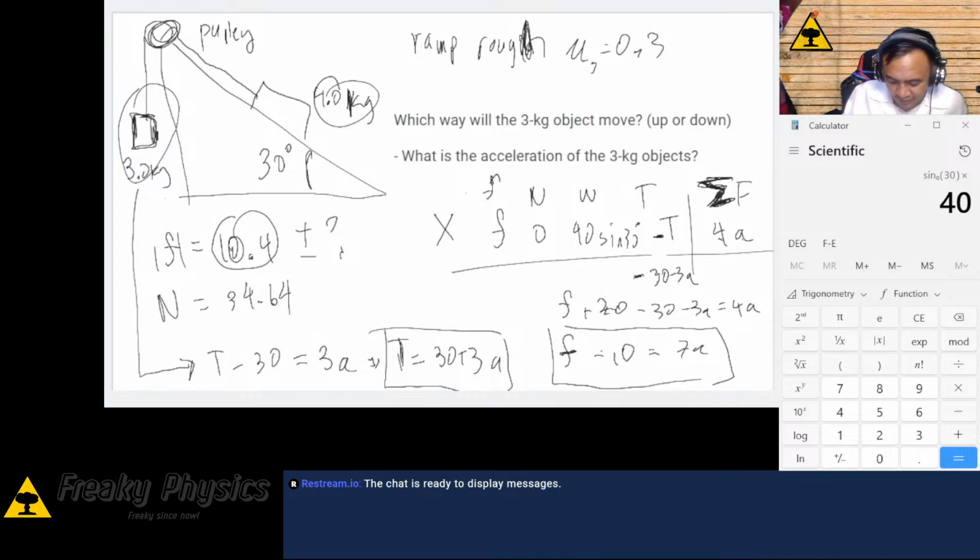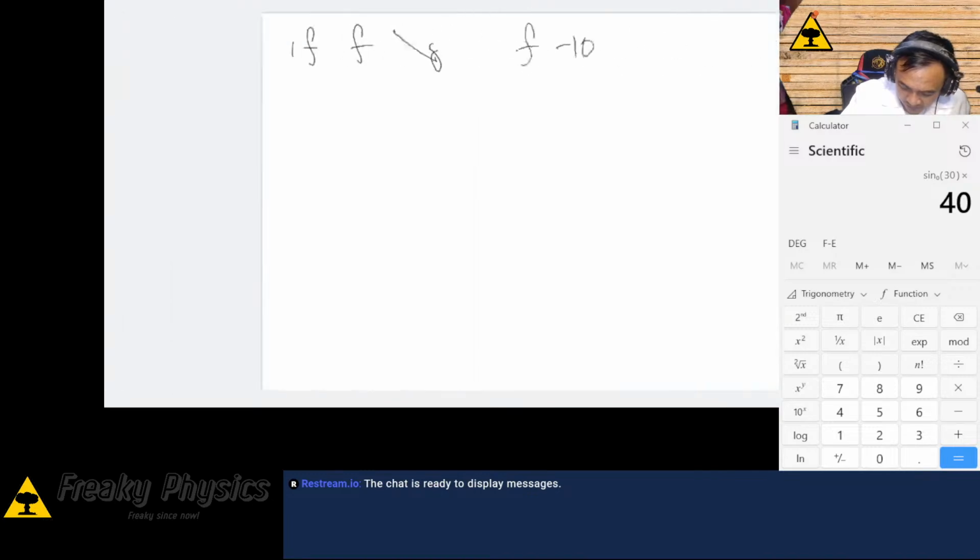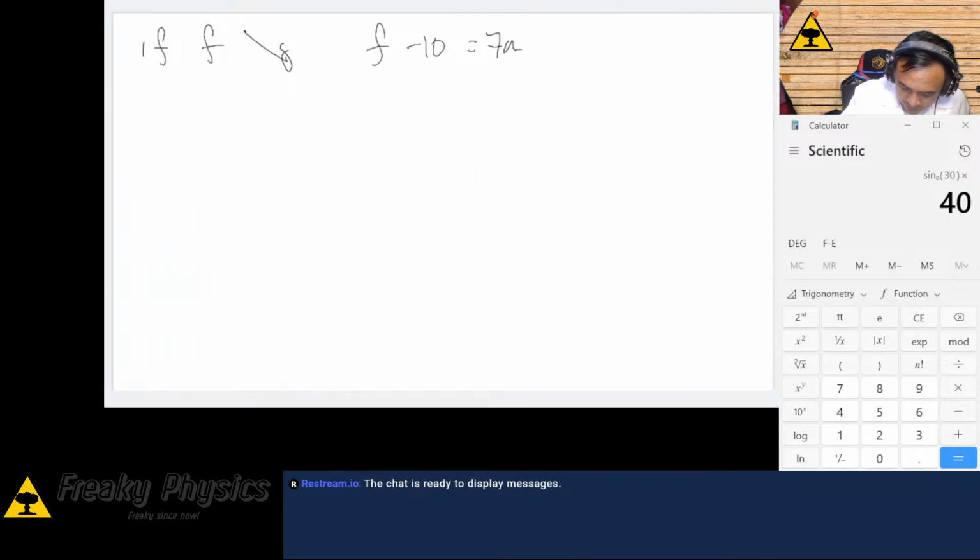Now, the thing here is, if F was positive, that means it's going down the ramp. That means the acceleration is going up the ramp. That kind of gives us a positive value. So I'm going to write that here. So if F is that way, let's copy the formula first. F minus 10 is equal to 7a. So this would tell us if F is positive, we're going to use the positive value.